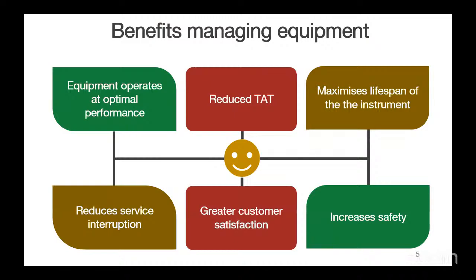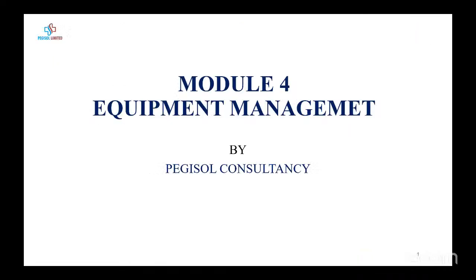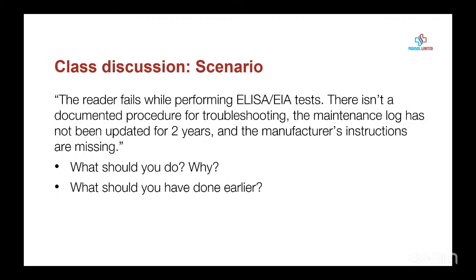What is the benefit of managing equipment? But before that, let's say, for example, a reader for an analyzer. There isn't a documented procedure for troubleshooting. The maintenance log has not been updated for 2 years, and the manufacturer instructions are missing. What should you do, and what should you have done earlier? Just look at this scenario. I want you to take a pen and paper. In the next 3 minutes, what do you think should have been done? You're going to share with me at the end of the class.